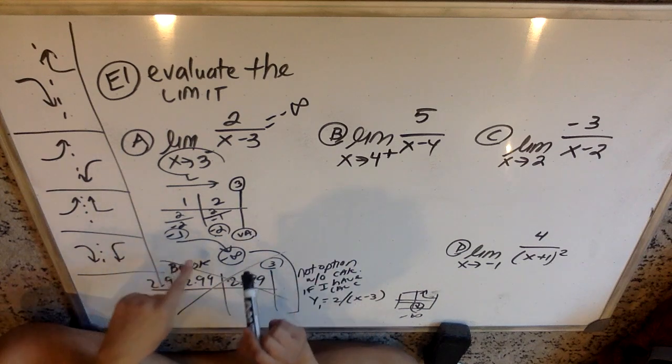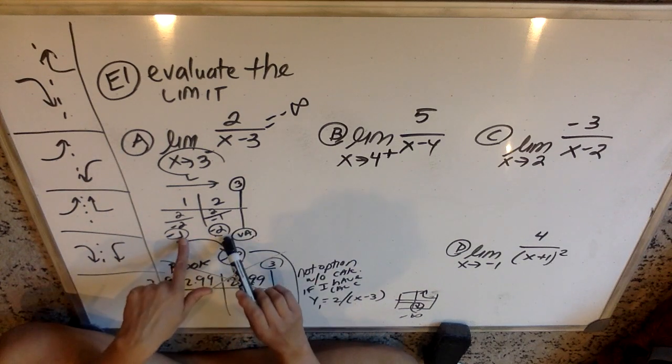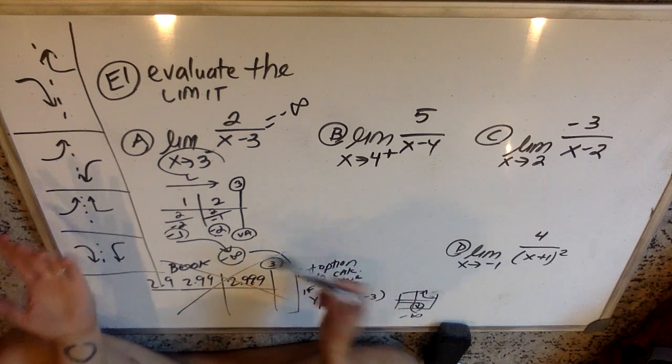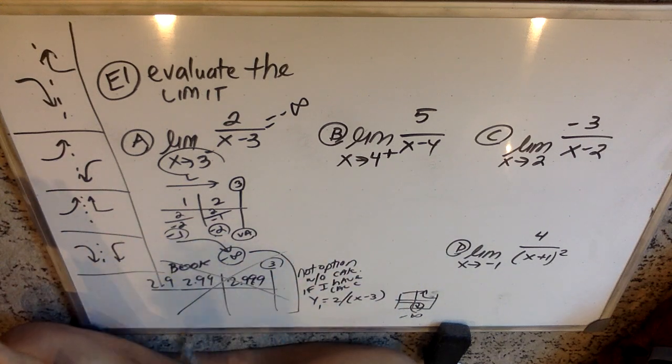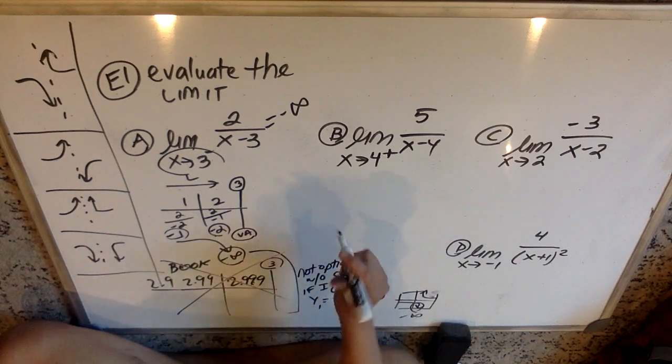So knowing that I have to be getting an infinite answer, I just compare the numbers, and as I get closer to the asymptote, I'm going farther down, therefore I must be going to negative infinity. Let's do the same thing over here.